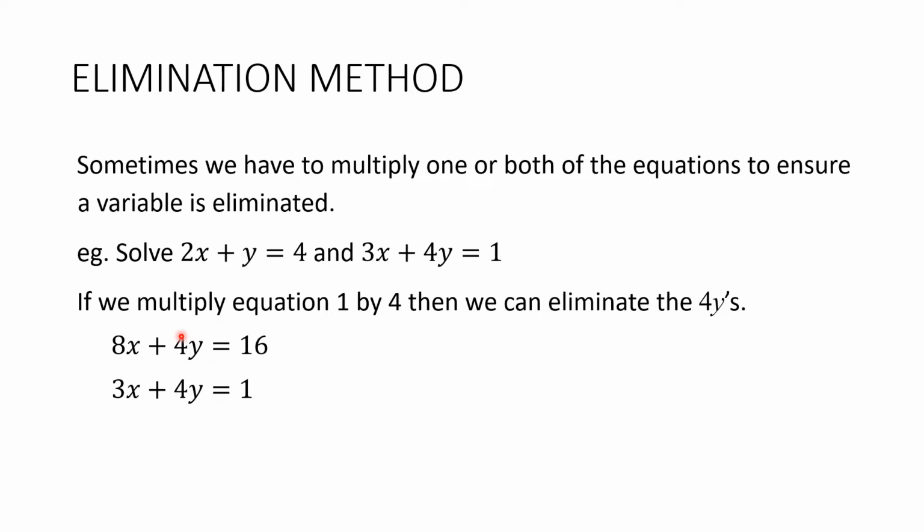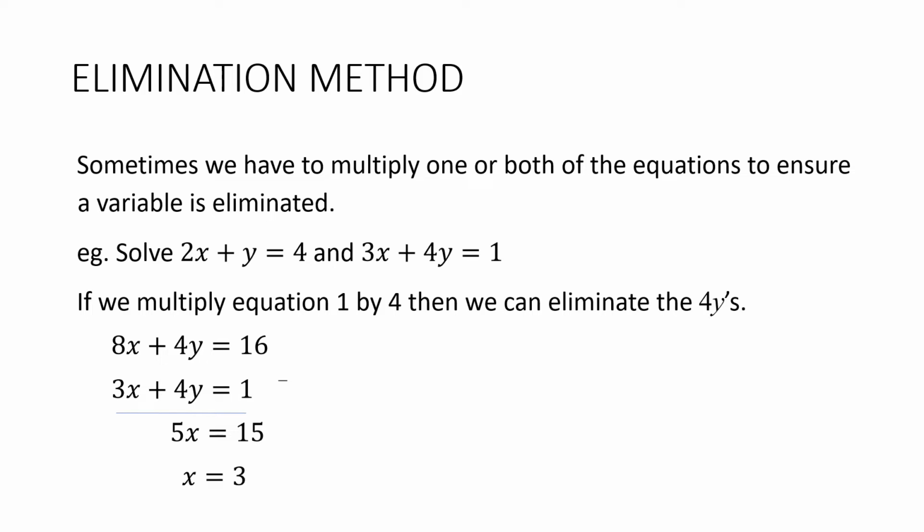And again, I've got 4y and 4y. Whenever the signs are the same, I need to subtract. So 4y take away 4y. 8x take 3x is 5x. 16 take 1 is 15. And then divide both sides by 5, x is equal to 3.